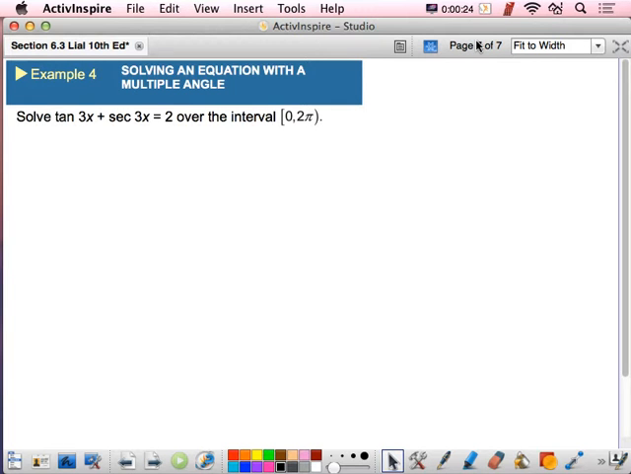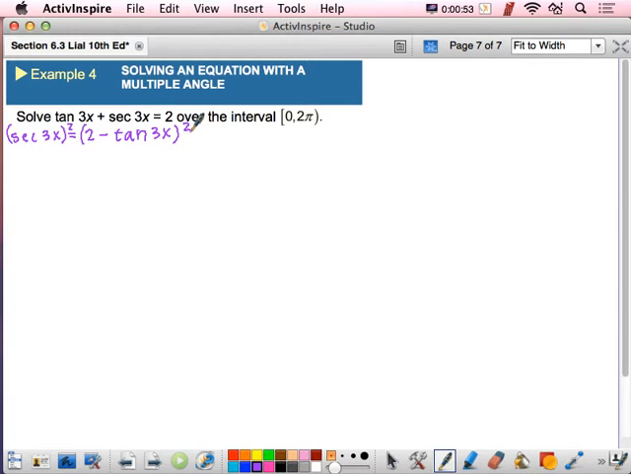I have a tangent and a secant involved in this problem, and the only way to handle those is to isolate the secant and square both sides. Let's do it. So if I'm going to leave the secant, I would like him by himself because he's easier to get rid of. So I'm going to move the tangent to the other side and keep secant of 3x is equal to 2 minus tangent of 3x. And then I'm going to square both sides.